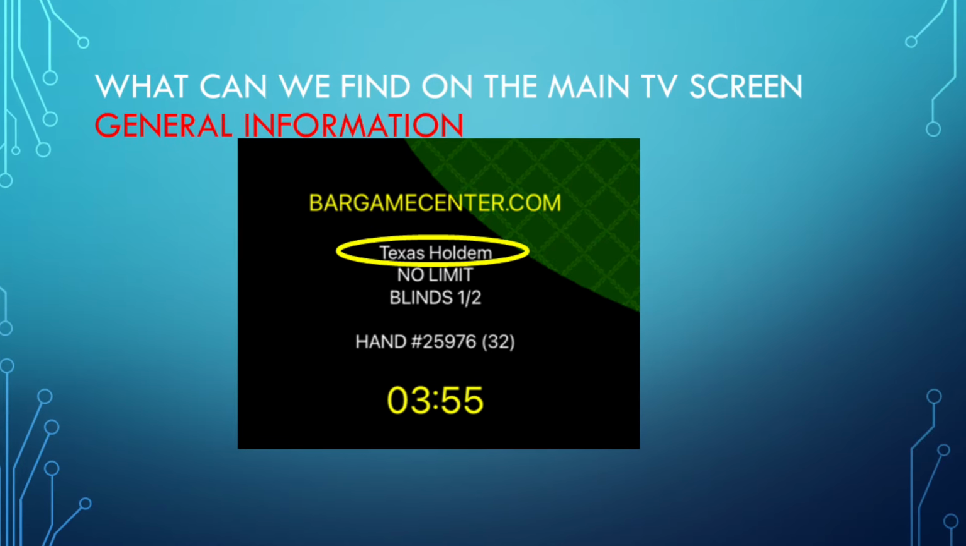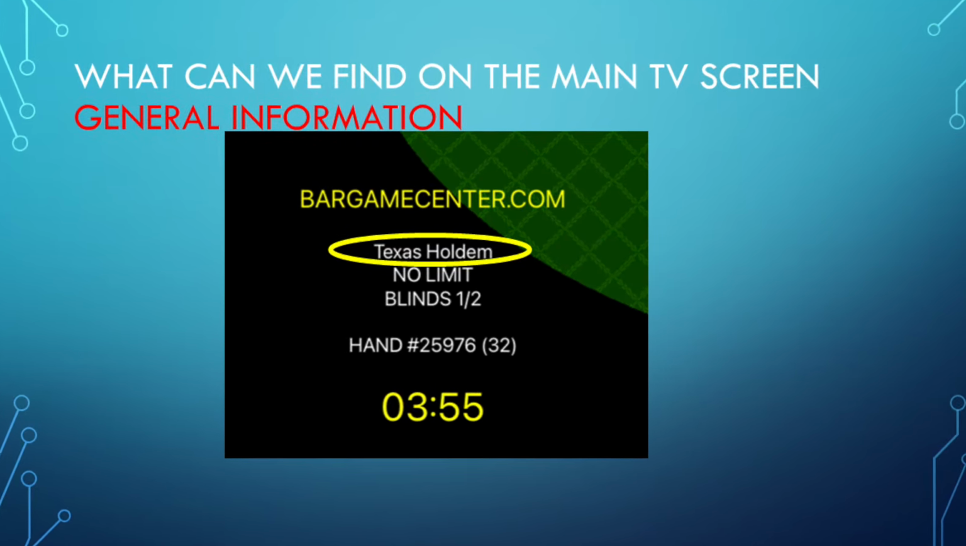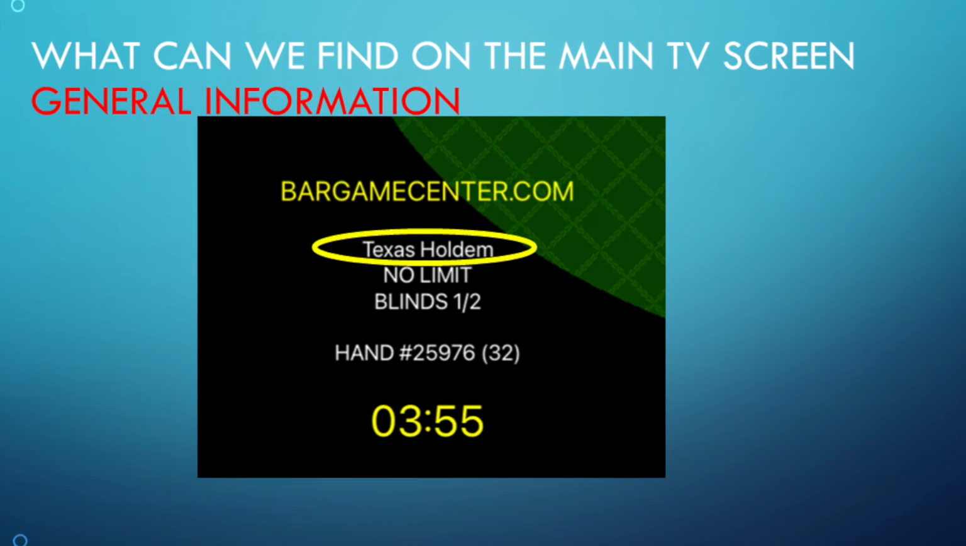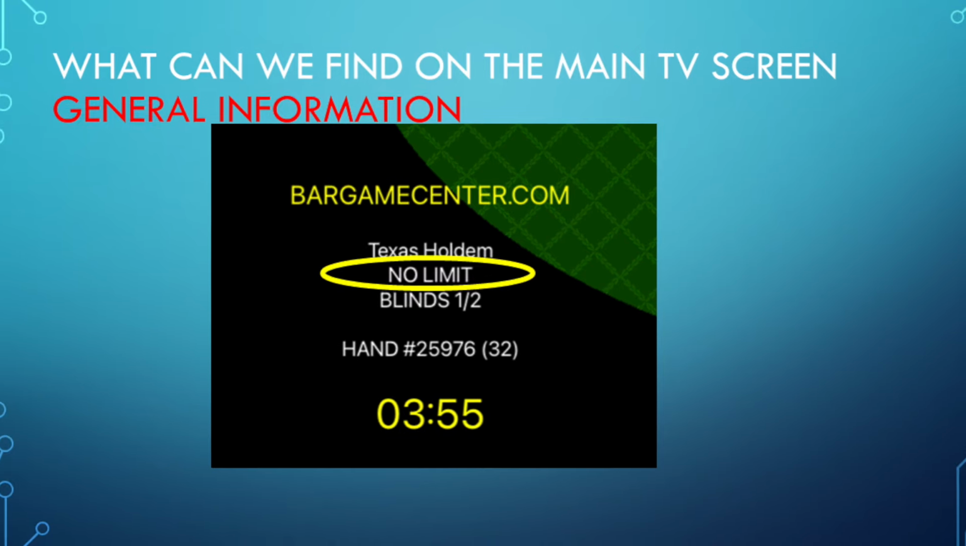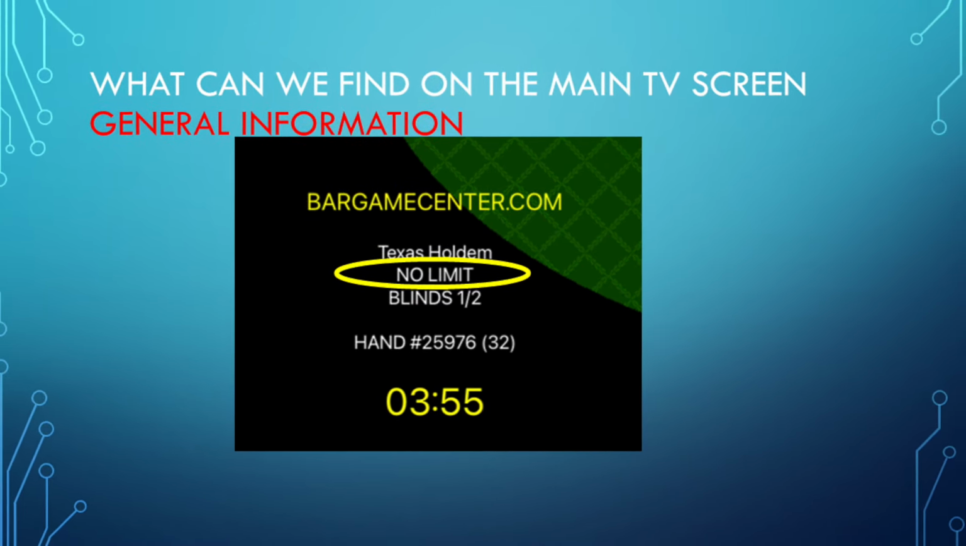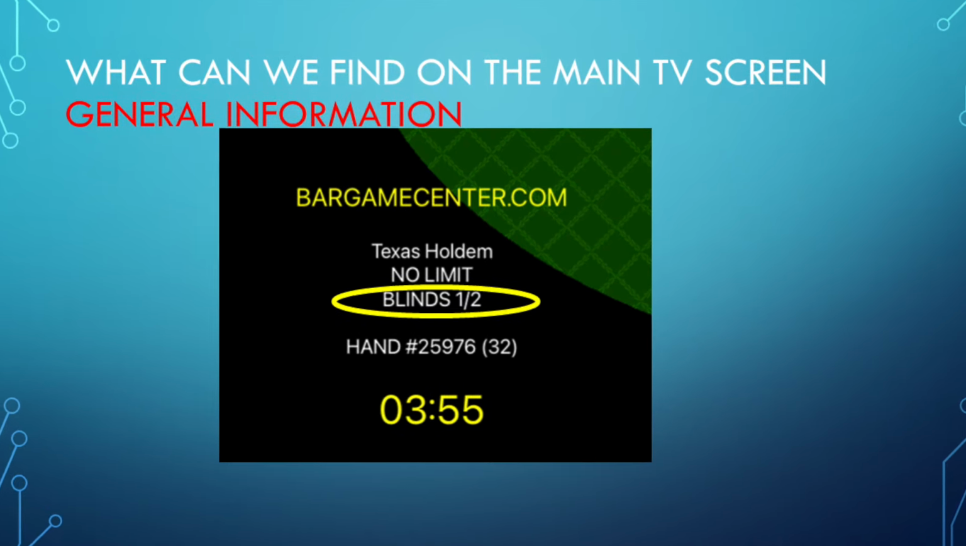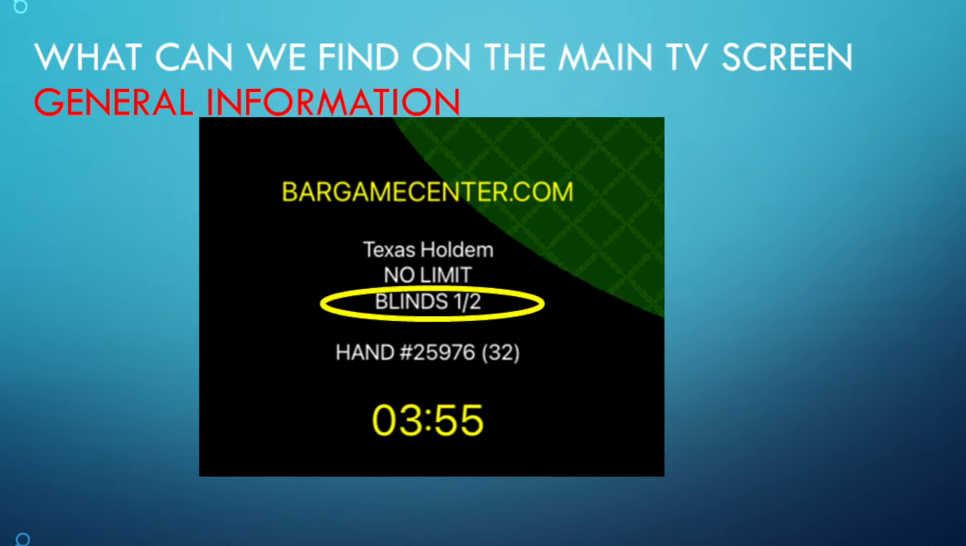Which game are we playing? It can be Texas Hold'em, Omaha, Stud, Razz, Big O. The table supports more than 20 different poker variants. What is the betting structure? It can be limit, no limit, or pot limit. What are the current blinds? We can see we have a small blind of 1 and a big blind of 2.